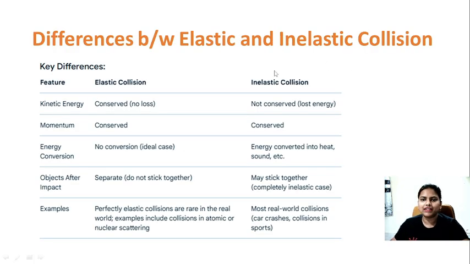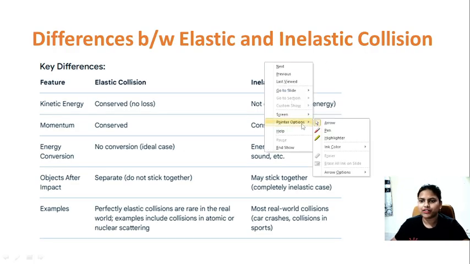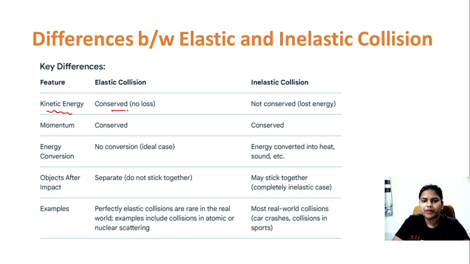Let's understand the difference between elastic and inelastic collision. In elastic collision, kinetic energy is conserved, and in inelastic collision, kinetic energy is not conserved. That is the major difference between elastic and inelastic collision. Momentum is conserved in both cases. Energy conversion: none in elastic collision, because the energy is not wasted, so the energy is not converted. This is the ideal case.